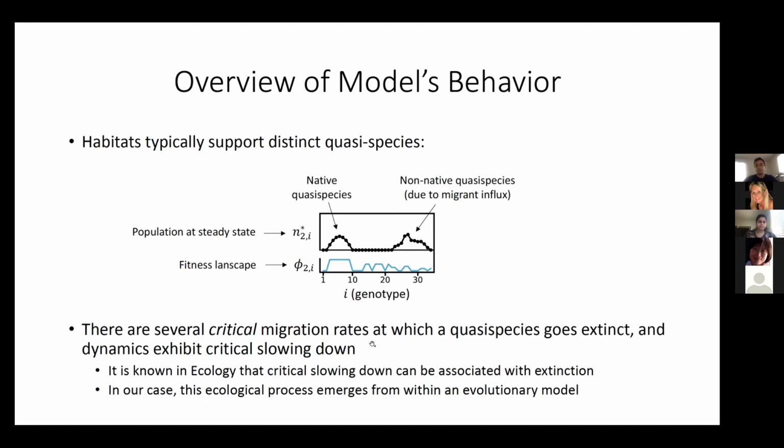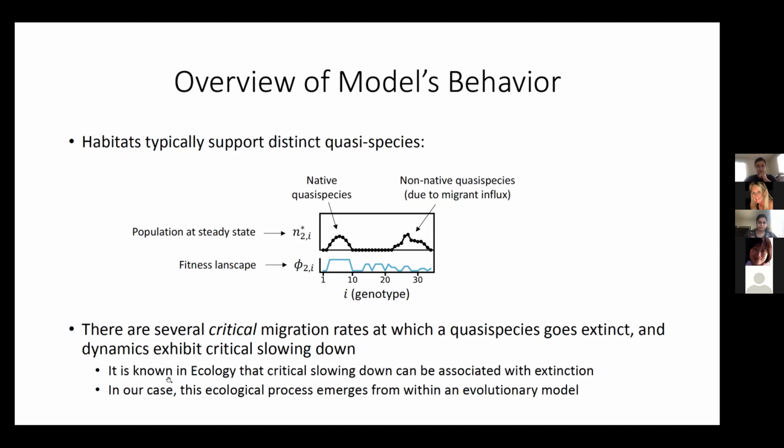And that just means that the relaxation time of the system, meaning the time at which it relaxes to steady state, becomes very long. So the dynamics are very slow. And it's actually known in the ecology literature that critical slowing down is often associated with extinction.